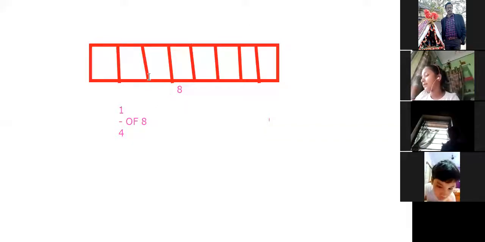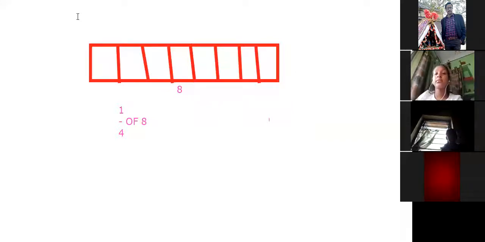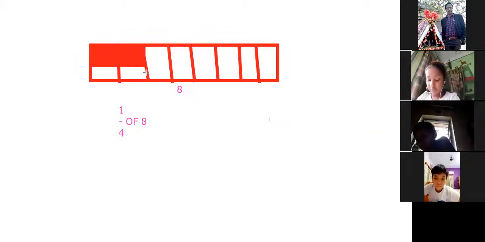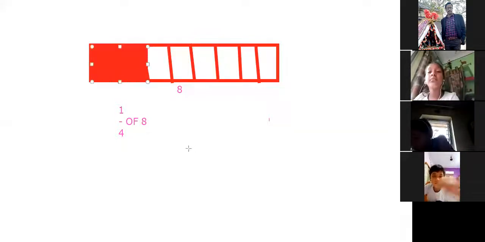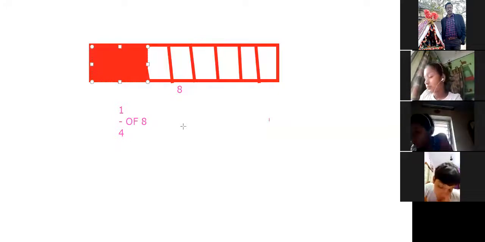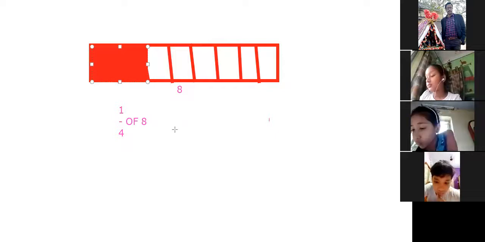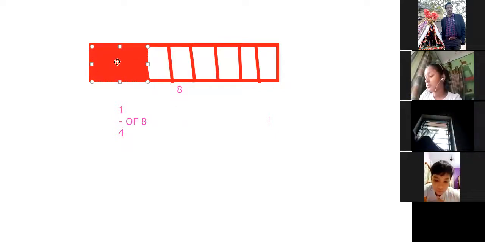That means I'm looking for a number. I'm showing this one. Now you can see that I have blocked 2. So how much is 1/4? 2 blocks. So how do we find that 2 blocks is 1/4?